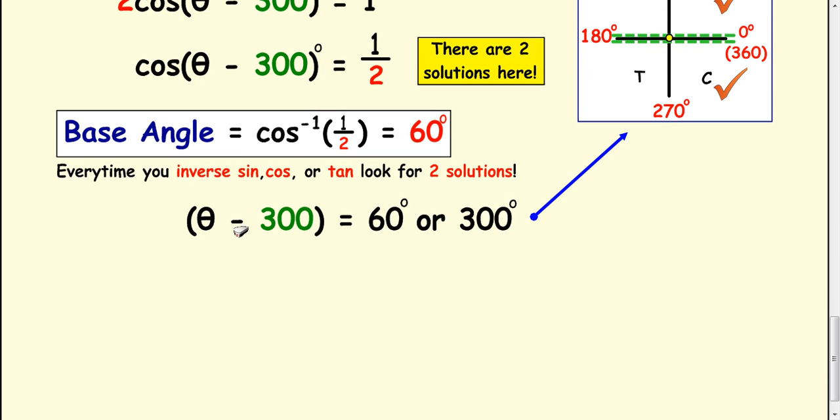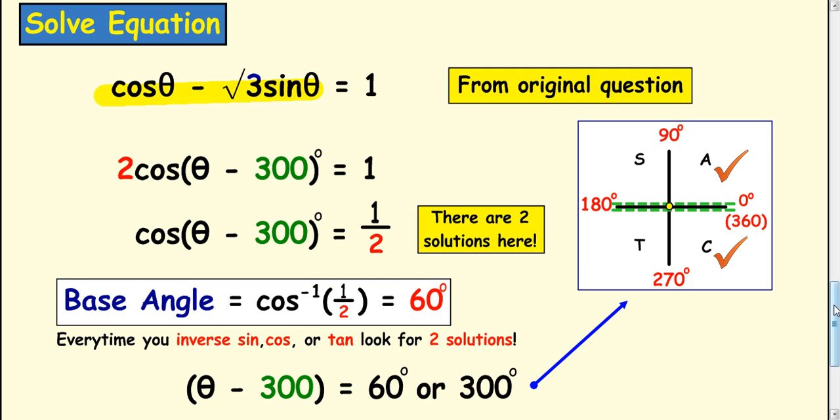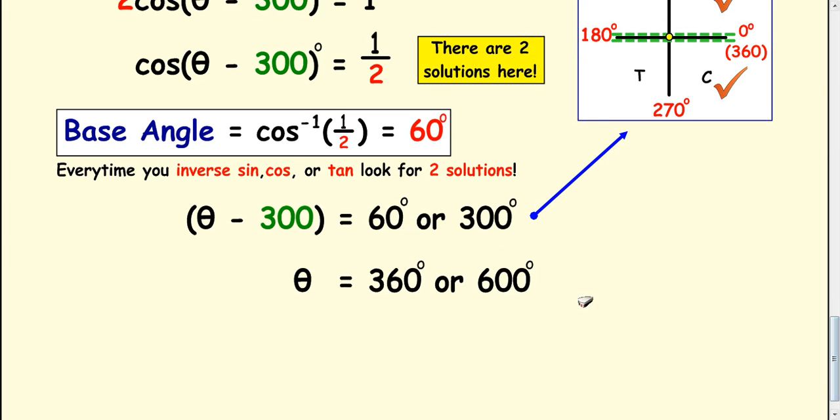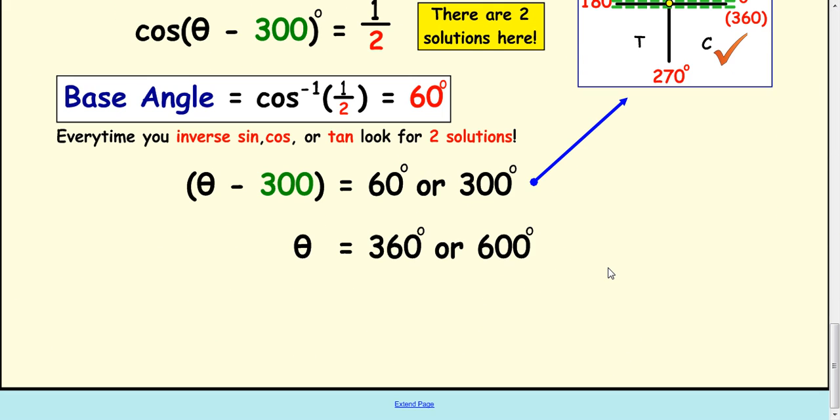We're then going to finish off by, well, there's a few things to do, but we'll add 300 to both sides here. So 360 or 600 degrees. Now, in the question, it asked for all the solutions between 0 and 360. So we can use periodicity to work all these solutions out. If there's a solution at 360 degrees, that means there's also a solution at 0. So we've got 0 and 360.